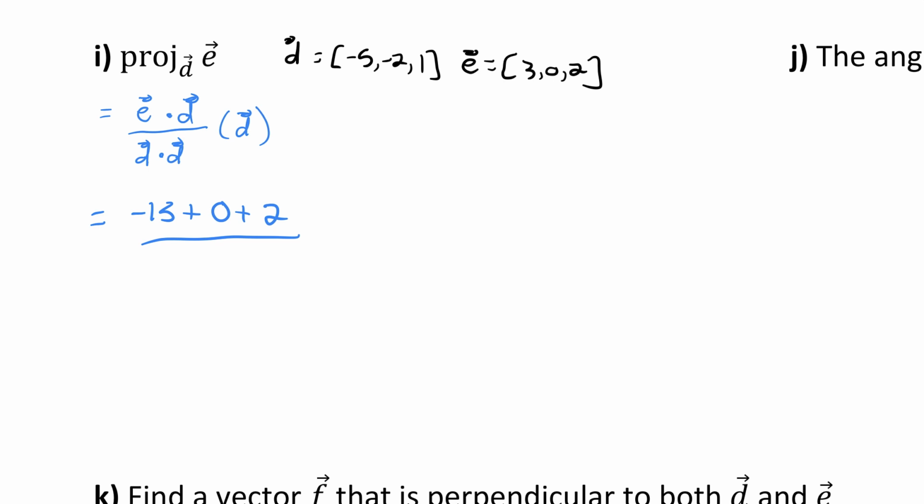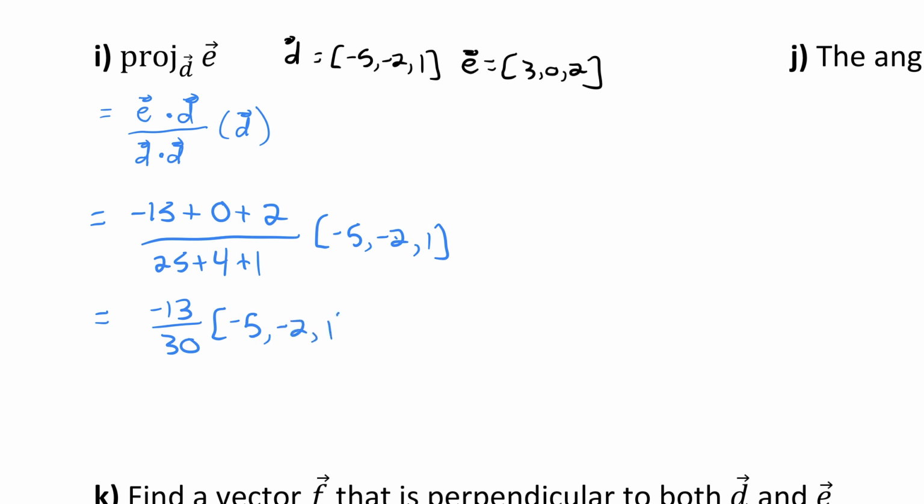Over D dot D. Well, if we think about what that means, it just means multiply the x component of D by itself, plus multiply the y component by itself, plus the z by itself. So it would be negative 5 times negative 5, which is 25, plus negative 2 times negative 2, which is 4, plus 1 times 1, which is 1. All of this is being multiplied by vector D. If I simplify the fraction, I have negative 13 over 30 times negative 5, negative 2, 1.